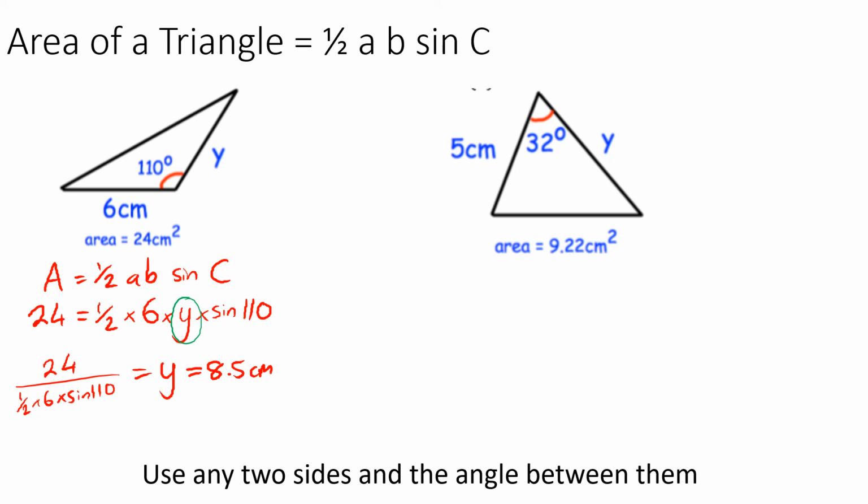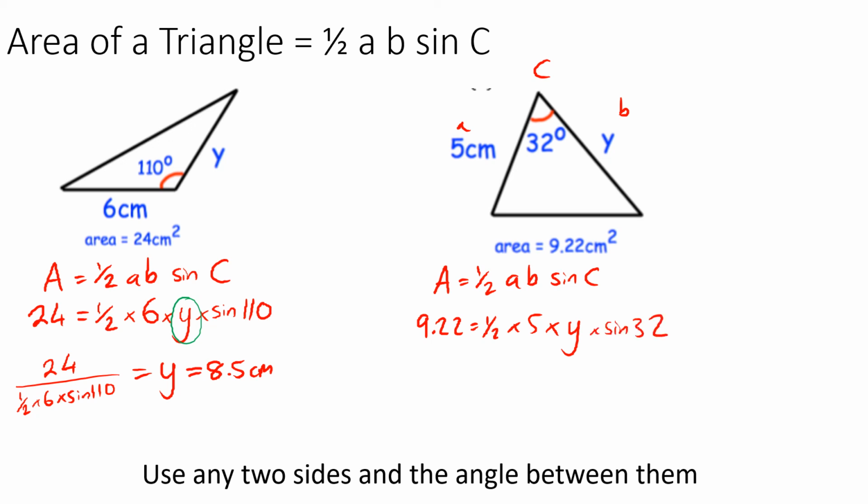Okay, let's try and do the same thing. Area is a half AB sine C. This is our A, this is our B, this is our C. So 9.22 is a half times 5 times Y times sine 32. Again, we've got Y being multiplied by all of these things, so the simple approach is just to divide by all of these things. So we'll divide by a half times 5 times sine 32, and we'll get ourselves to Y being 6.96 centimeters. So not too bad if it's a side you're after.